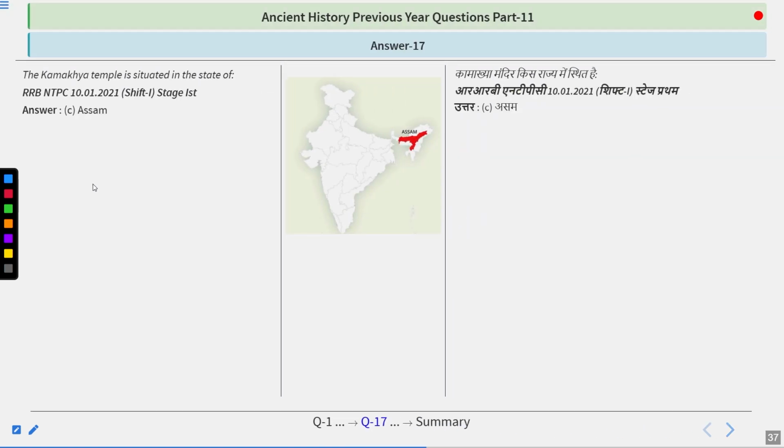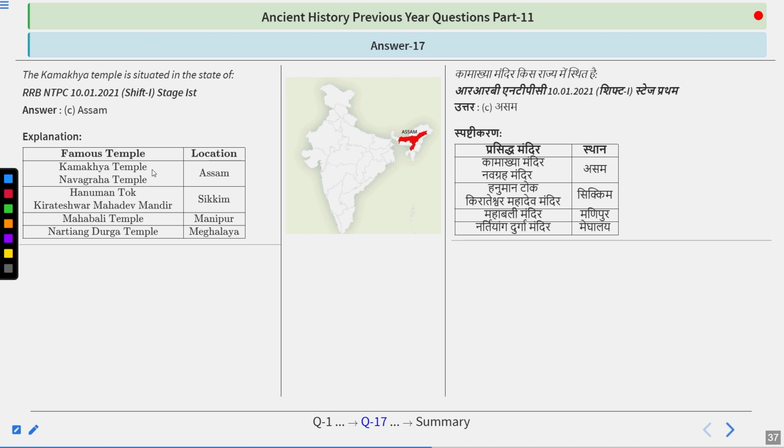And answer is quite right. Answer is Assam. So Kamakhya temple and Navgada temple are both in Assam. Hanuman Tok and Kirateshwar Mahadev Mandir are both in Sikkim. Mahabali temple is in Manipur. Nartiang Durga temple is in Meghalaya. So the answer of this question is Assam.